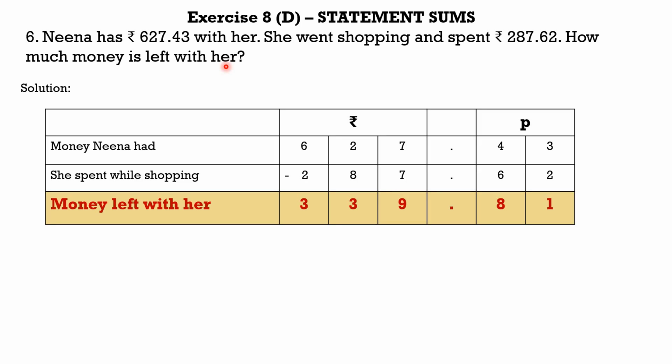Money Neena had was rupees 627.43 paise. She spent while shopping 287.62 paise. So we have to find out how much money is left with her. So we subtract. Let's do the subtraction. 3 minus 2, 1. 4 minus 6 is not possible. So let's borrow. 4 will become 14, 7 will become 6. So now 14 minus 6 is 8.